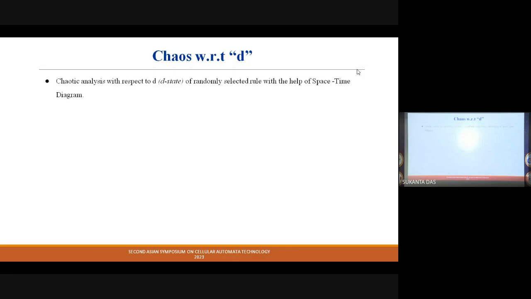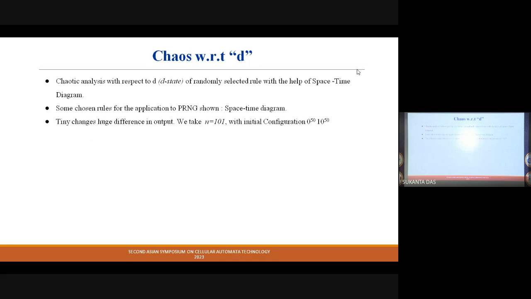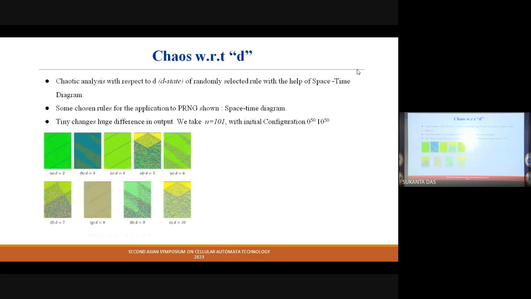We will analyze with the space-time diagram how the chaos with respect to D gives so many chaotic results. Using this space-time diagram, initially we are taking the cell length as 101 with this initial configuration. So we'll predict this rule using the space-time diagram. We can see that at D2 it gives some fixed point, and at D3 sometimes it gives chaos, sometimes it gives the same constant result.